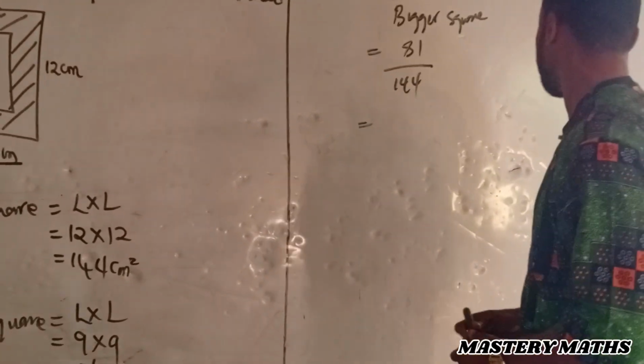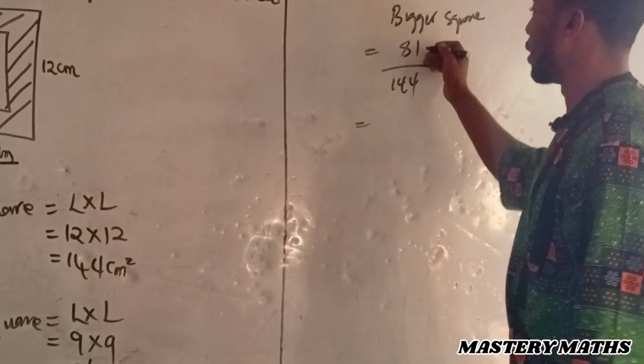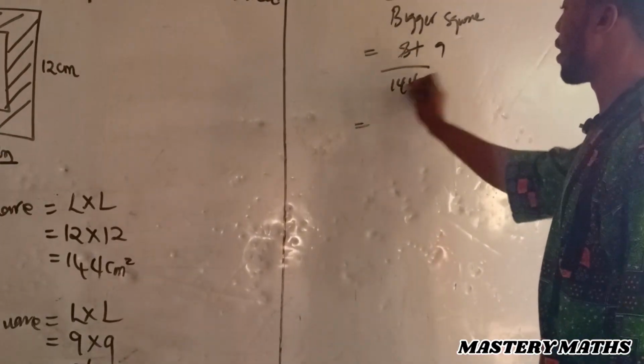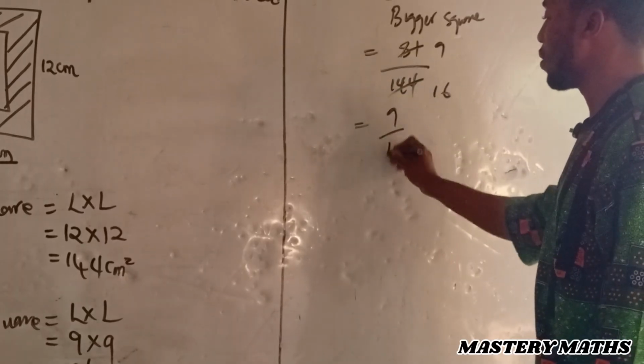Now we'll divide. What can go? 9 can go. 9 into 9 is 1, 9 into 144 is 16. So you have 9 over 16.